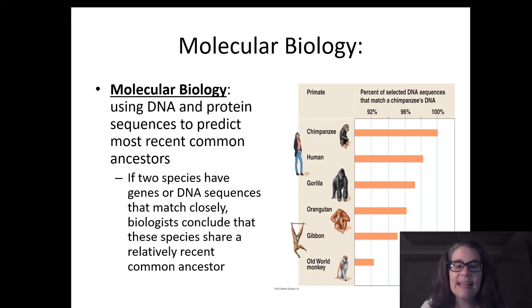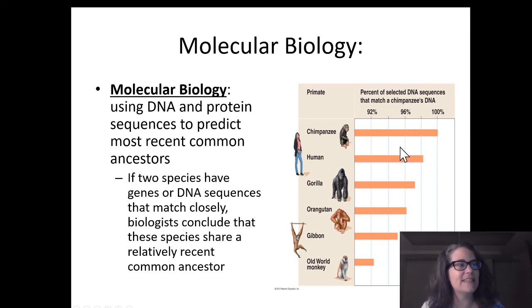Molecular biology is using DNA and protein sequences to predict most recent common ancestors, or how different groups of organisms are related to one another. At the core heart of molecular biology, the core principle is: if two species have genes or DNA sequences that match closely, biologists are going to conclude that these species share a relatively recent common ancestor.